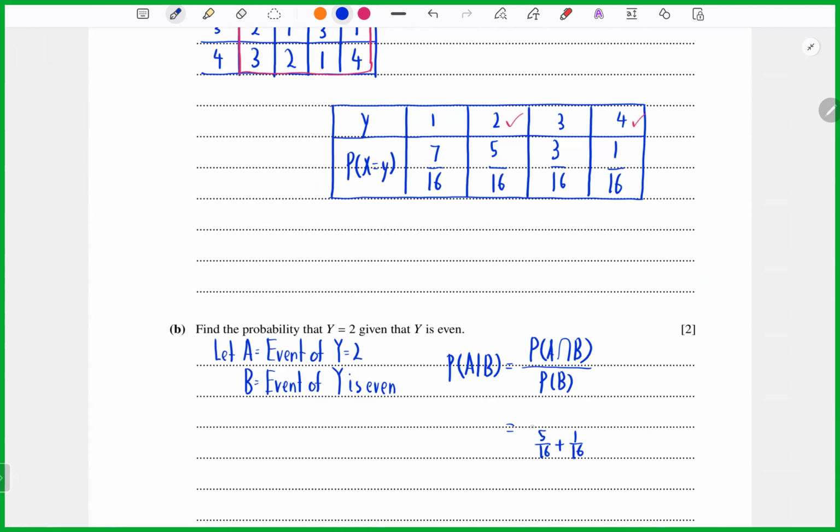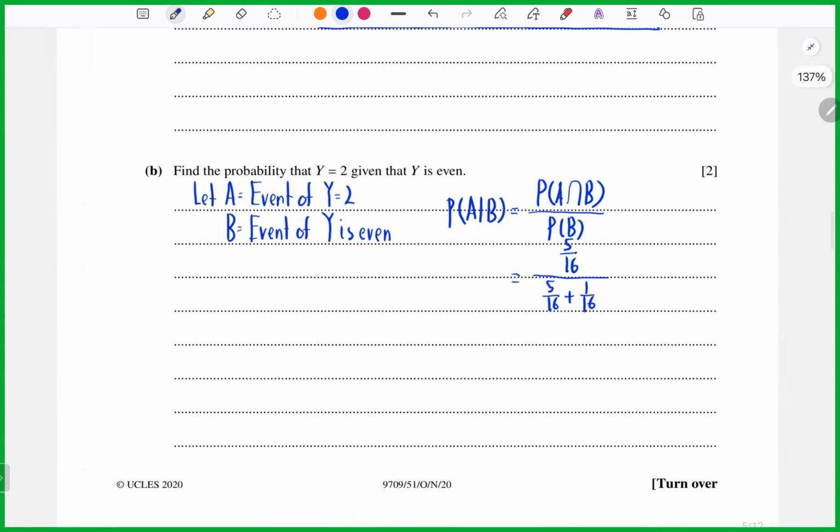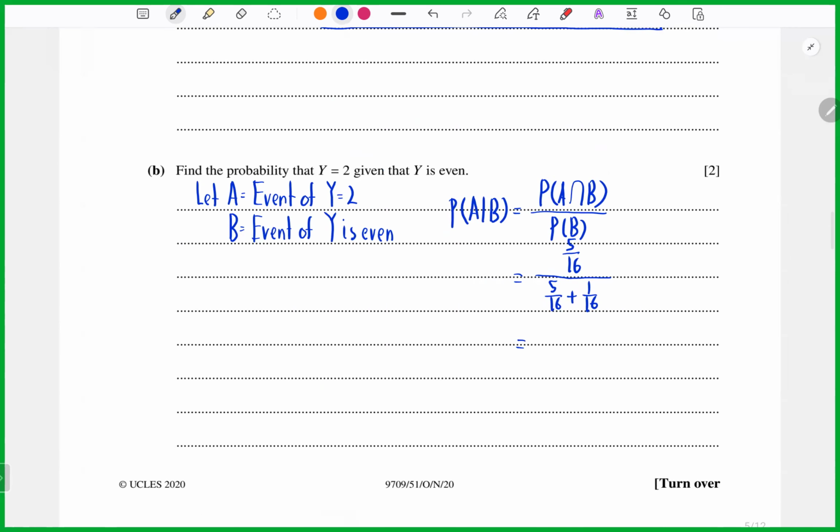And then you see, it means you need to get 2 and at the same time also evens, right? So you take 5 over 16 here. So you will get 5 over 16 on top, and here is 6 over 16. So you can cancel, and you will get the answer here is 5 over 6.